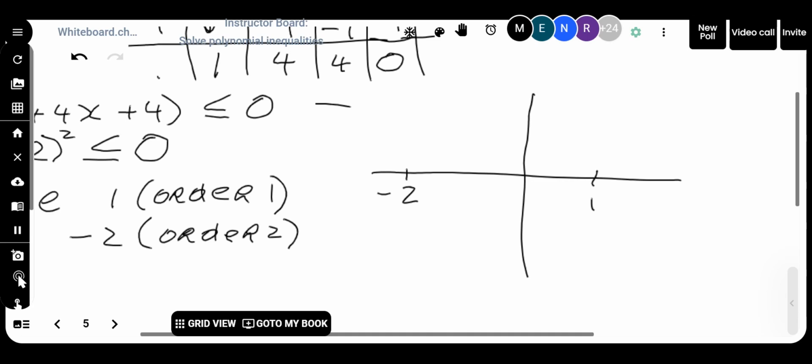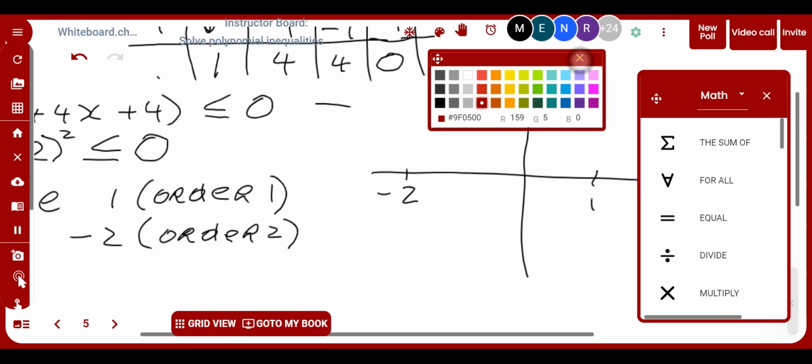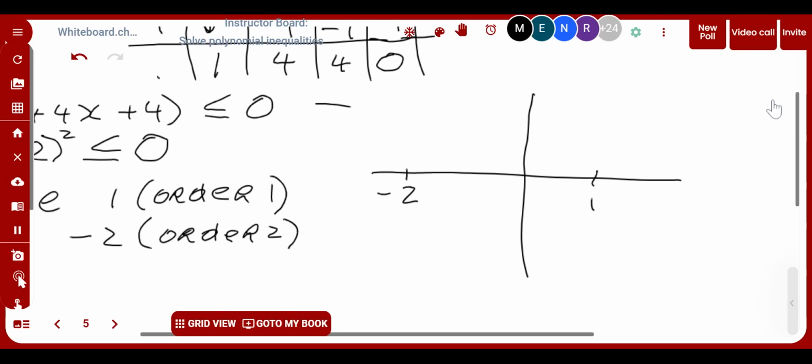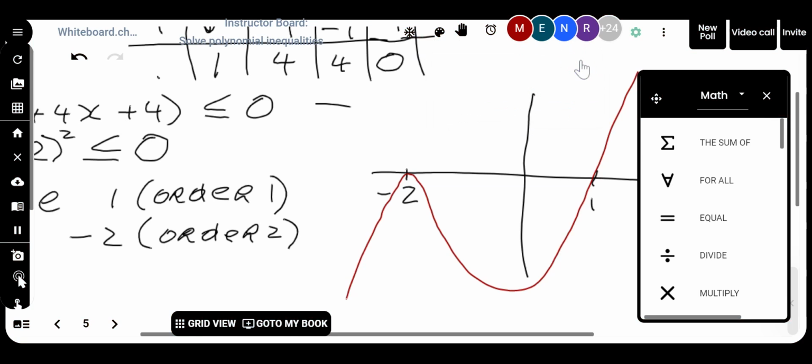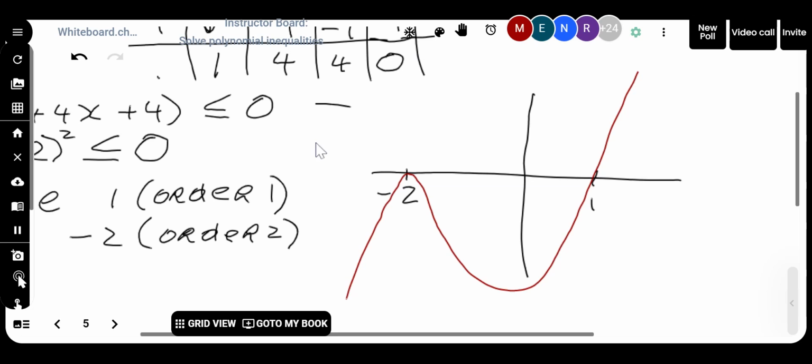All right, so let me get my red here. So I'm thinking it's going to look something like this. Bouncing on that, come back down, and then come back up again. That's what I'm thinking. Okay. I'm going to change my color back to black. That would represent my interpretation of this graph.